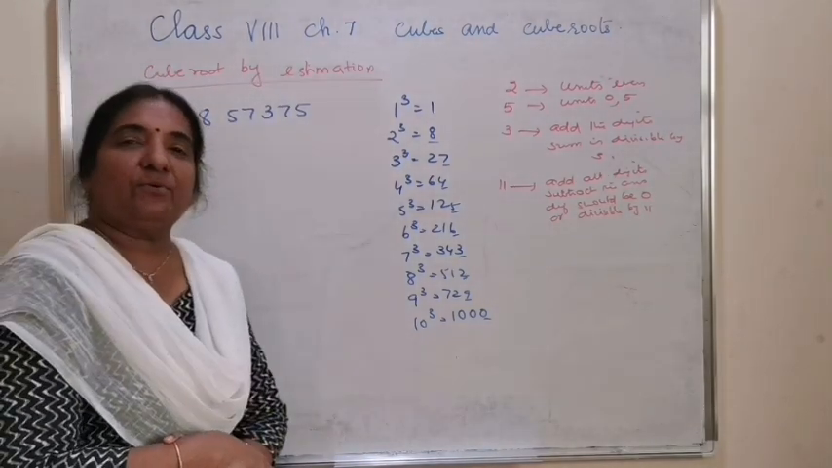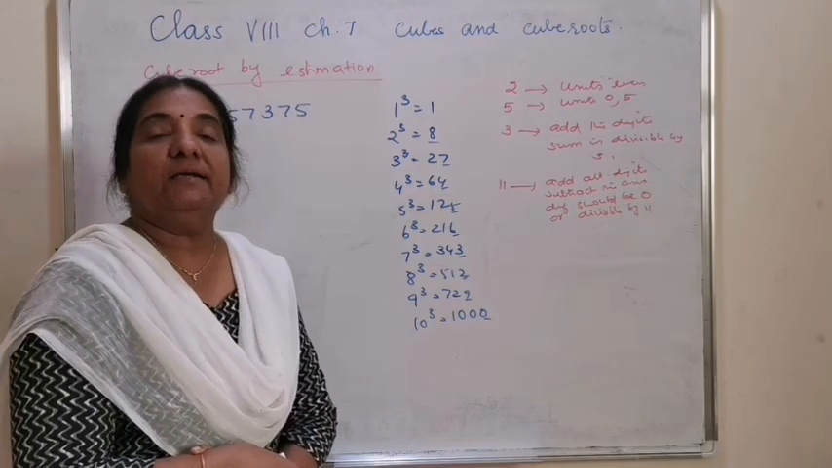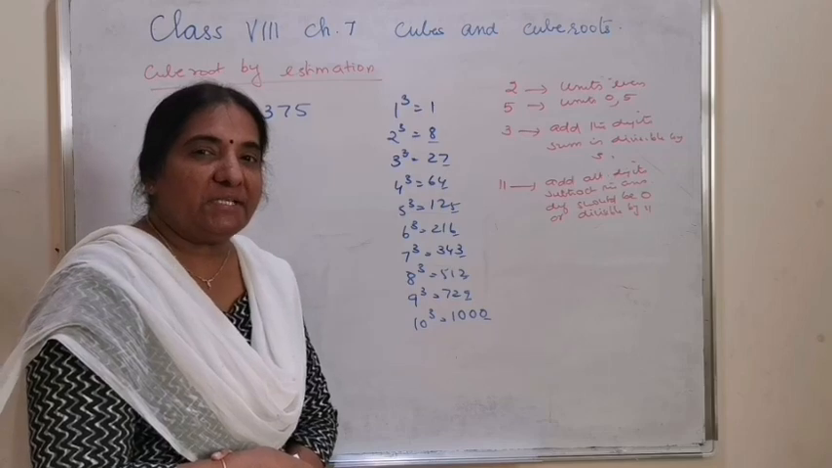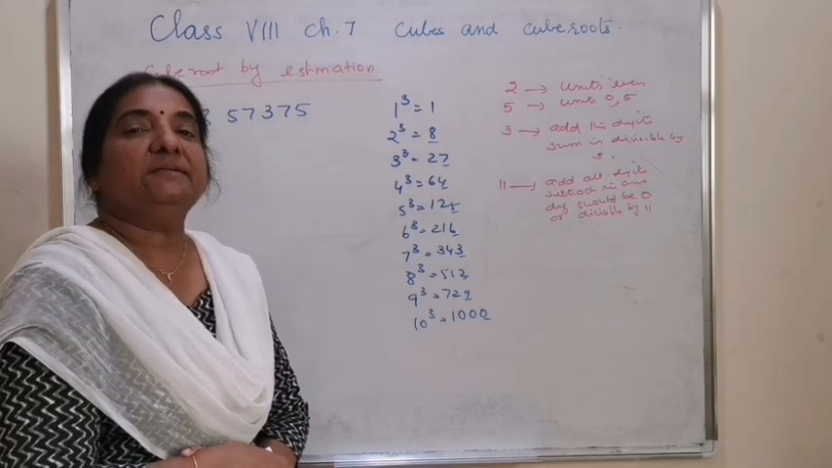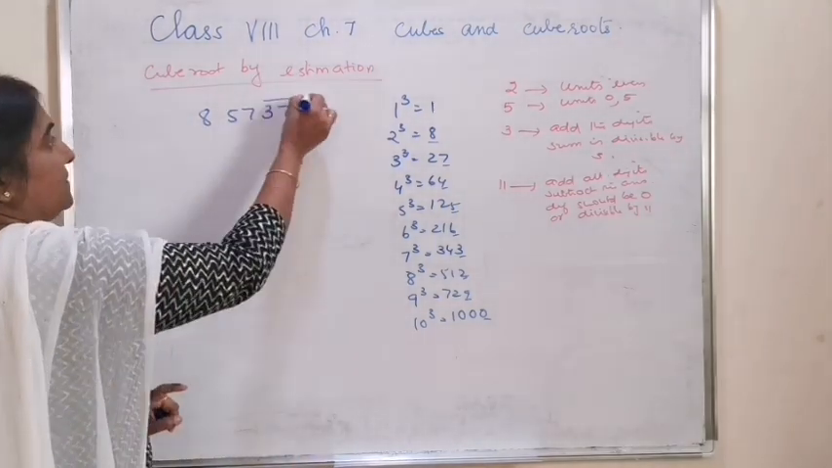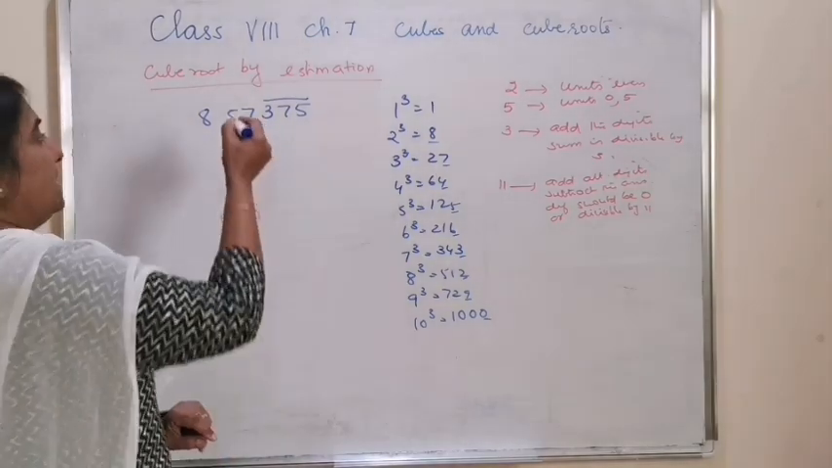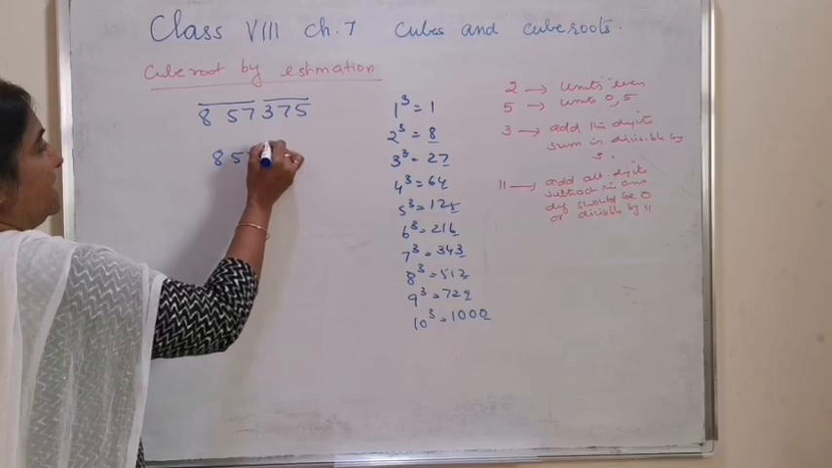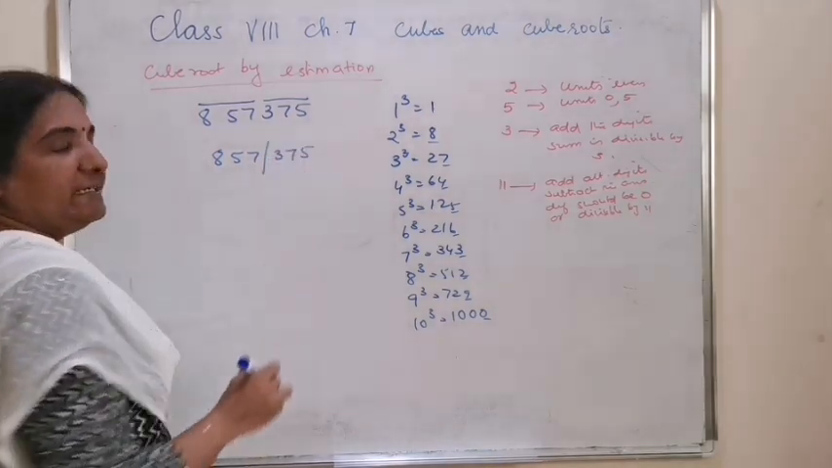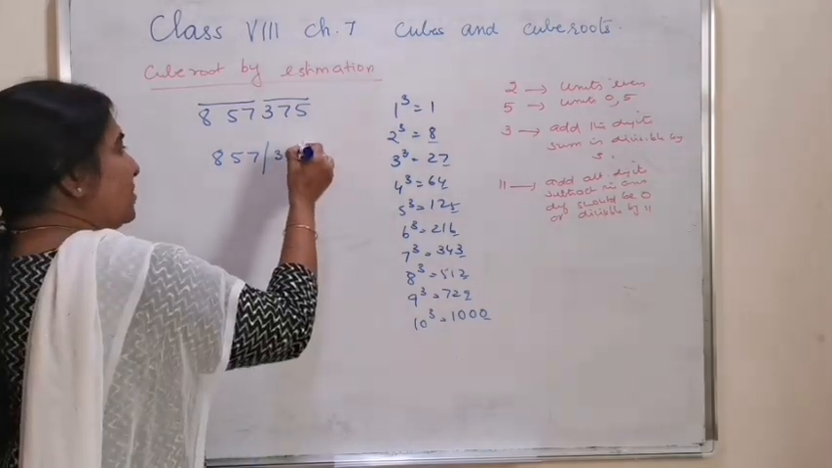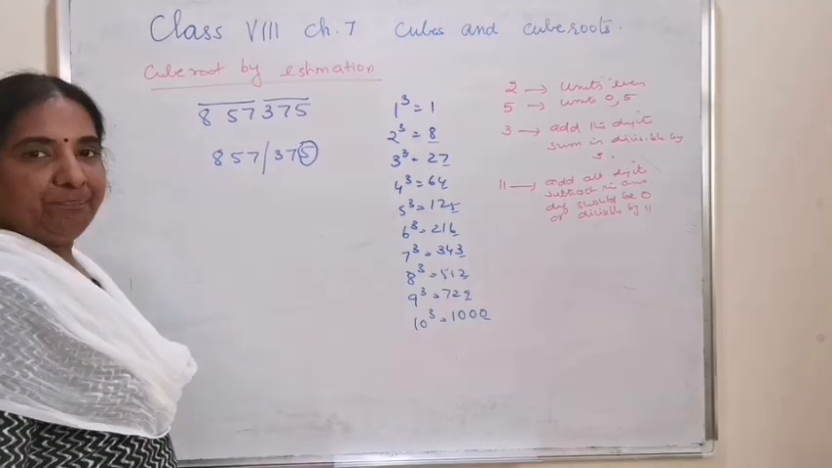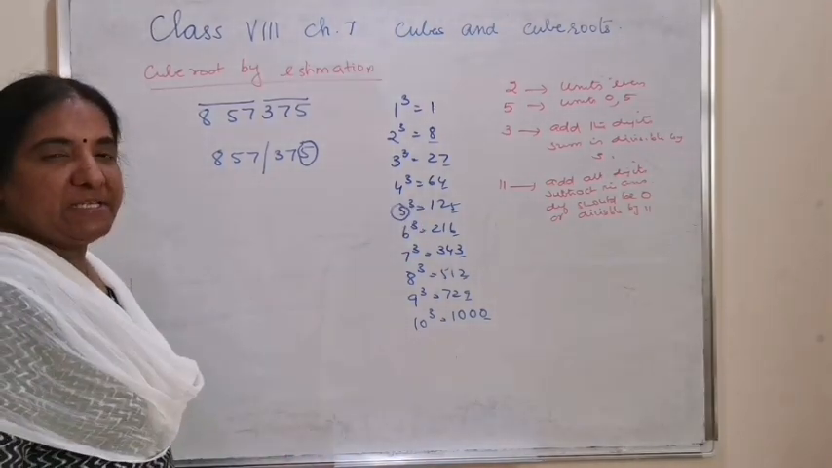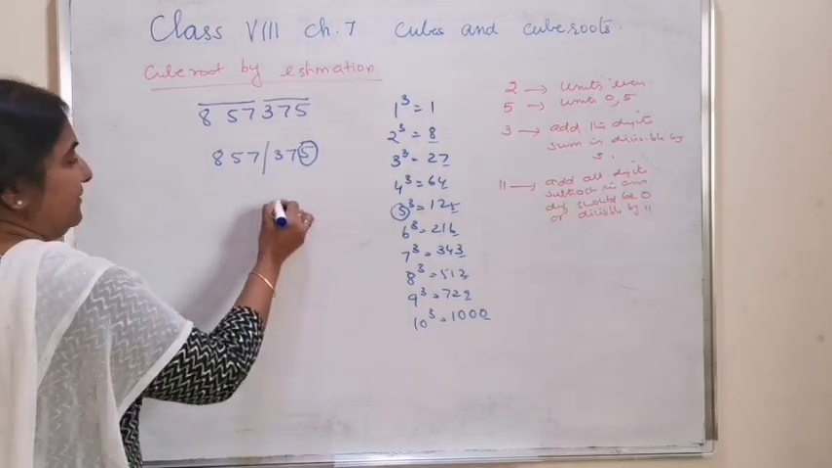As in the square root long division method, you are separating the digits from the units place with 2 digits. We are going to take here with 3 digits. So 375 will be grouped, 857 will be grouped. That is 857 and 375. Based on the units place 5, we can understand that the units place of the cube root will have 5.